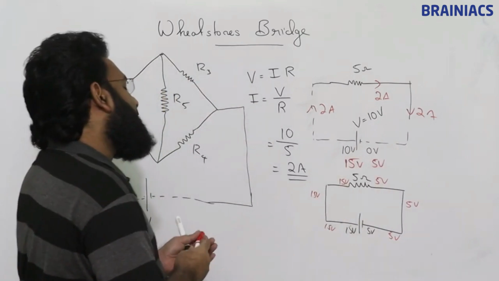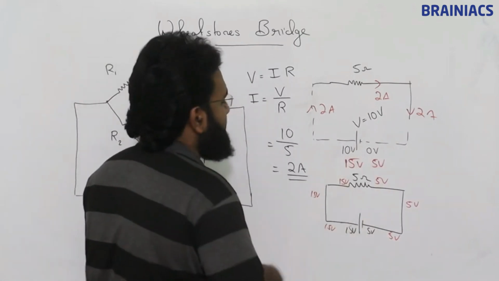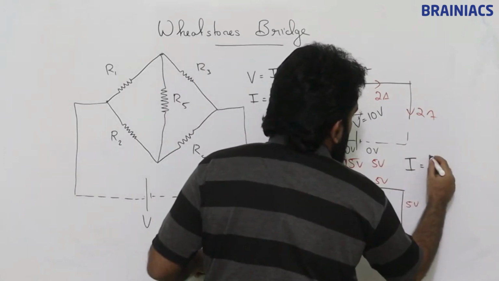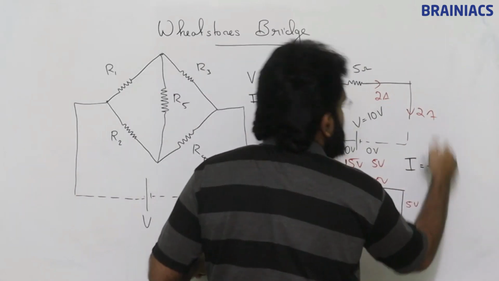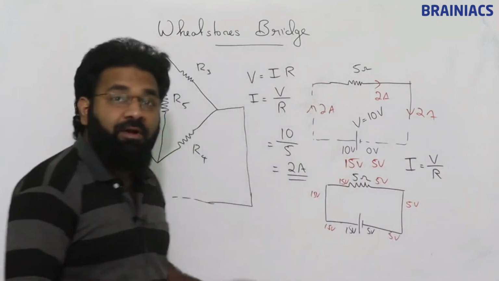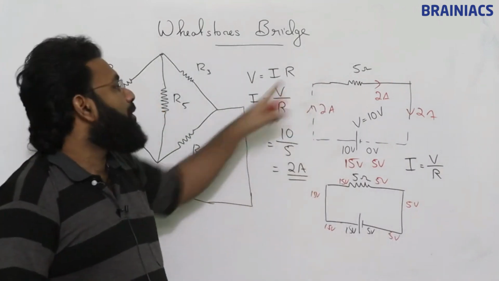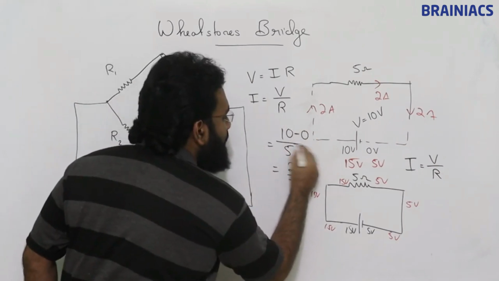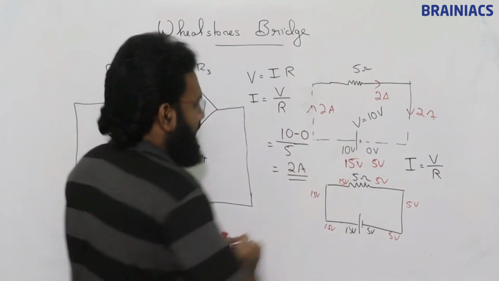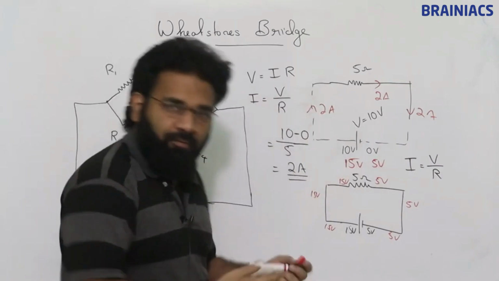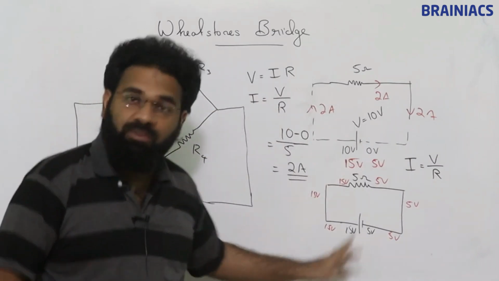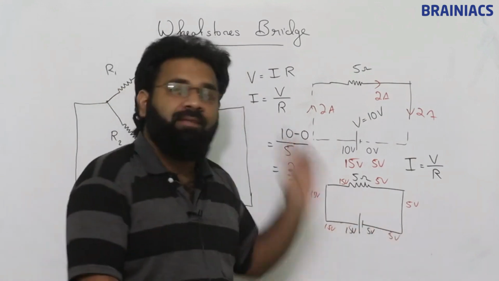Now how can I calculate the current through this resistance? When I write I is equal to V by R, this V is nothing but the potential difference. What we are actually doing here is 10 minus 0 by 5. Directly we have written here 10 volt, for our easiness. We need not write like this; I am writing it like this just for your understanding.